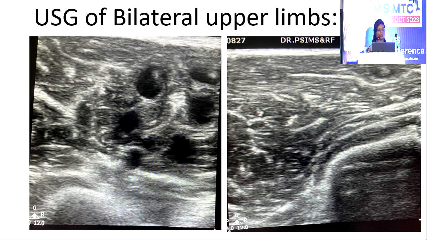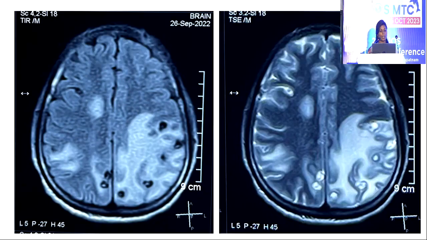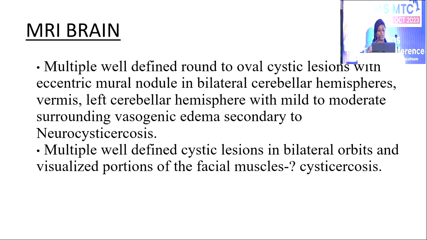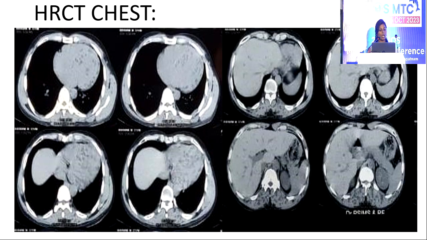Ultrasound of the bilateral upper limbs shows cystic lesions in both limbs. MRI brain shows cystic lesions in the bilateral cerebral hemispheres. 2D echo shows gross concentric thickening of the left ventricle, multiple cysts in the left ventricle. MRI brain shows round to oval cystic lesions with eccentric mural nodule in the bilateral cerebral hemispheres.